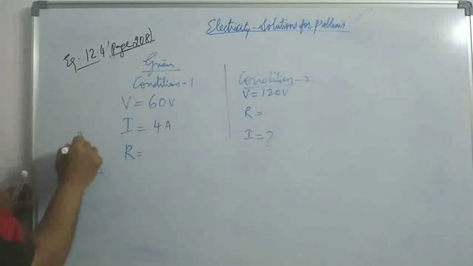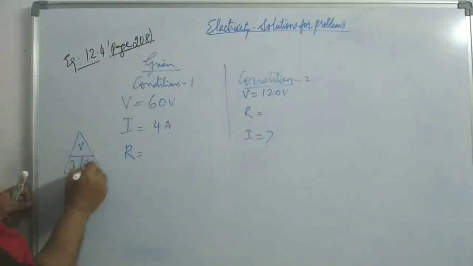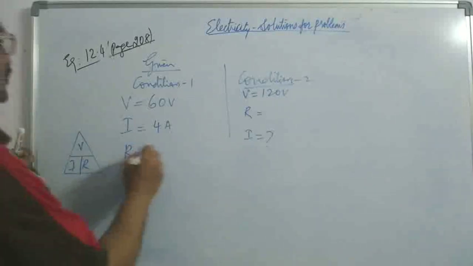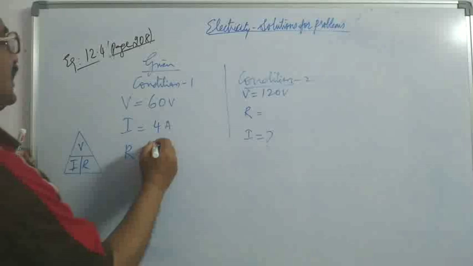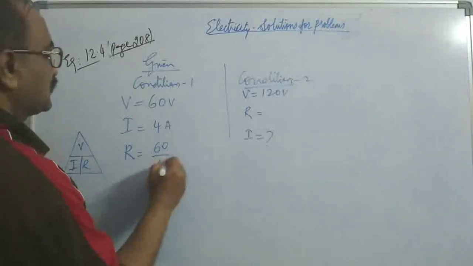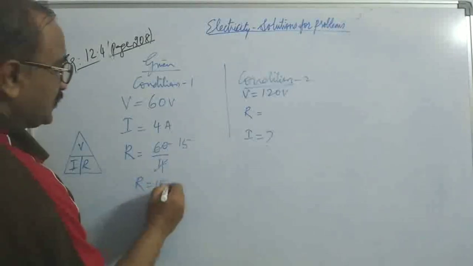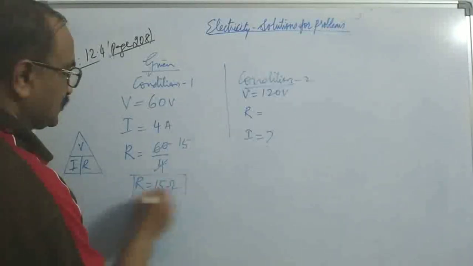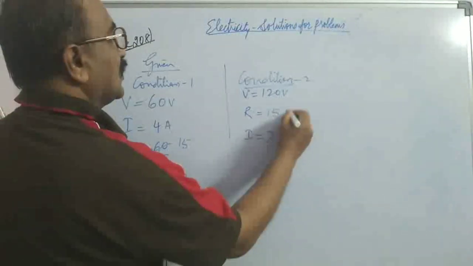Right, so at the vertex is V, the potential difference, and I and R in the other places. So R is equal to V divided by I. R equals V divided by I, 60 by I, which is 4, that becomes 15. So R is equal to 15 ohm resistance. Okay, that's good. And carry it here, it will become 15 ohm there as well.